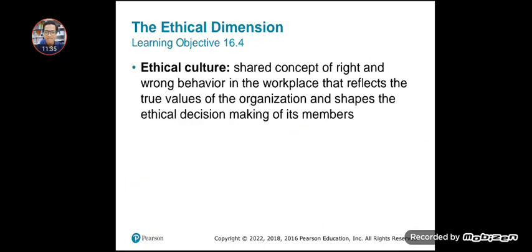And then when we talk about the ethical dimension, an ethical culture reflects the true values of the organization and then shapes the ethical decision making of its members in the organization.